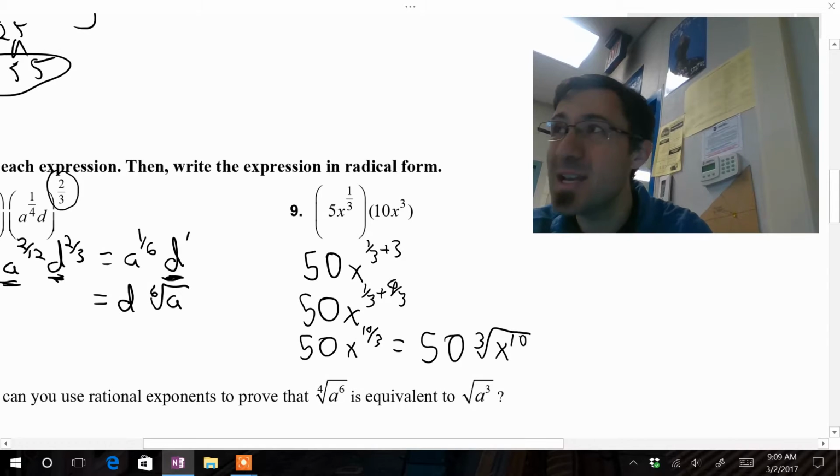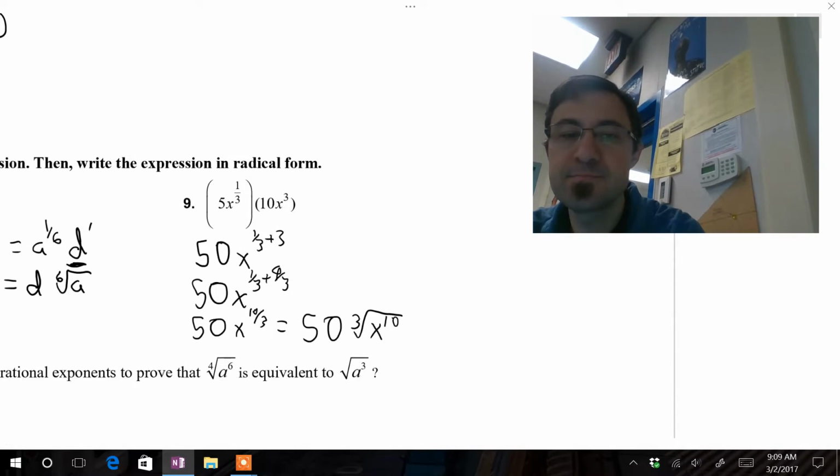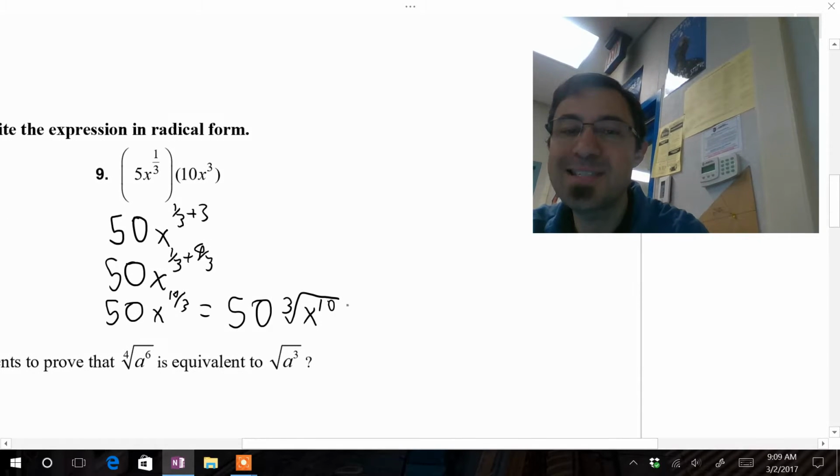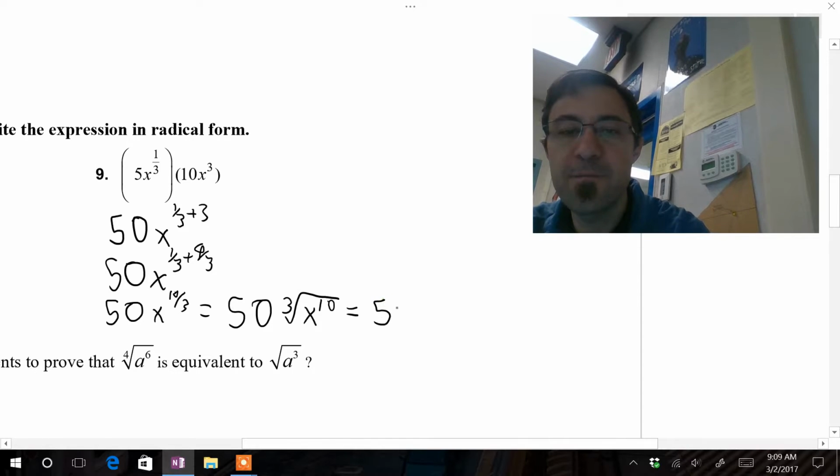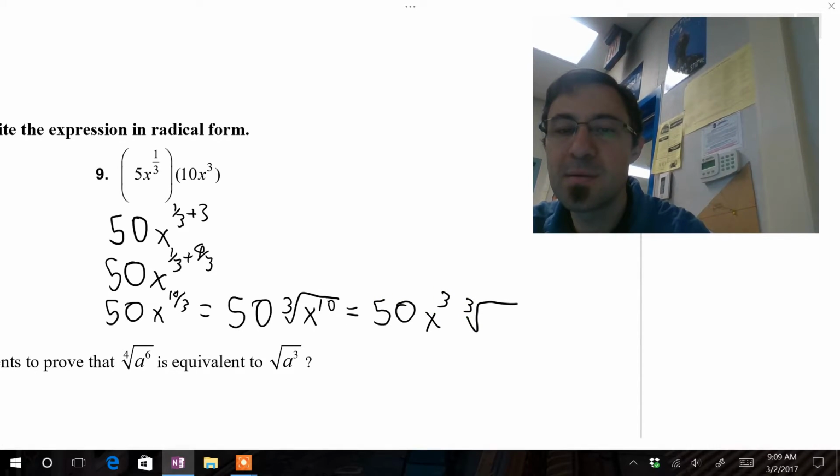But that's not finished, because how many sets can I take out? I can take out 3 sets, because 3 sets of 3 gives us 9. So we're going to go 50x to the 3rd. How many left? 1 left inside.